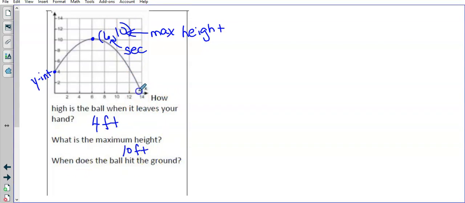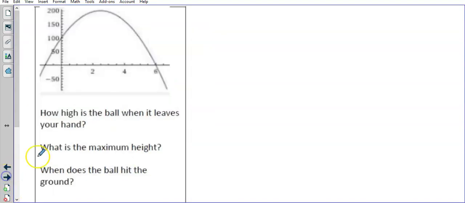And when does the ball hit the ground? That's over here. That is the x-intercept. When you're solving the equations, you'll get 2 different x-intercepts, but one of them is over here, and it's a negative number. It doesn't go negative feet when you throw it. So this would be the only one that would work, and this is at 14. So it hits at 14 seconds. All right, so that's that one. Let's look at the next one.